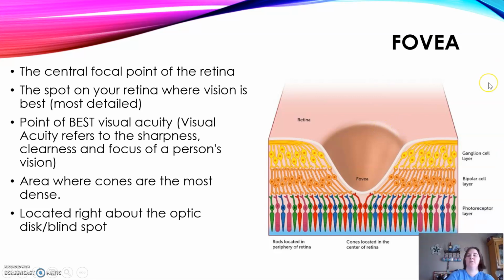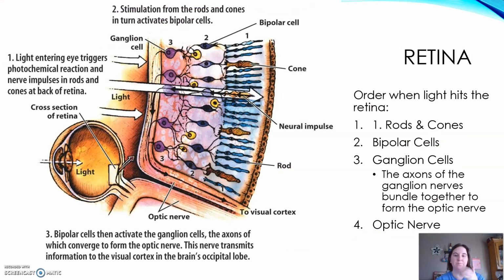So, we left off talking about the fovea, and how the optic nerve is here, and then we'd have the fovea right above where the optic nerve leaves the eyeball, okay? It's the best spot with visual acuity, sharpness, clearness, all of that stuff. I saw somebody ask a question about the retina and if they had to know the makeups.